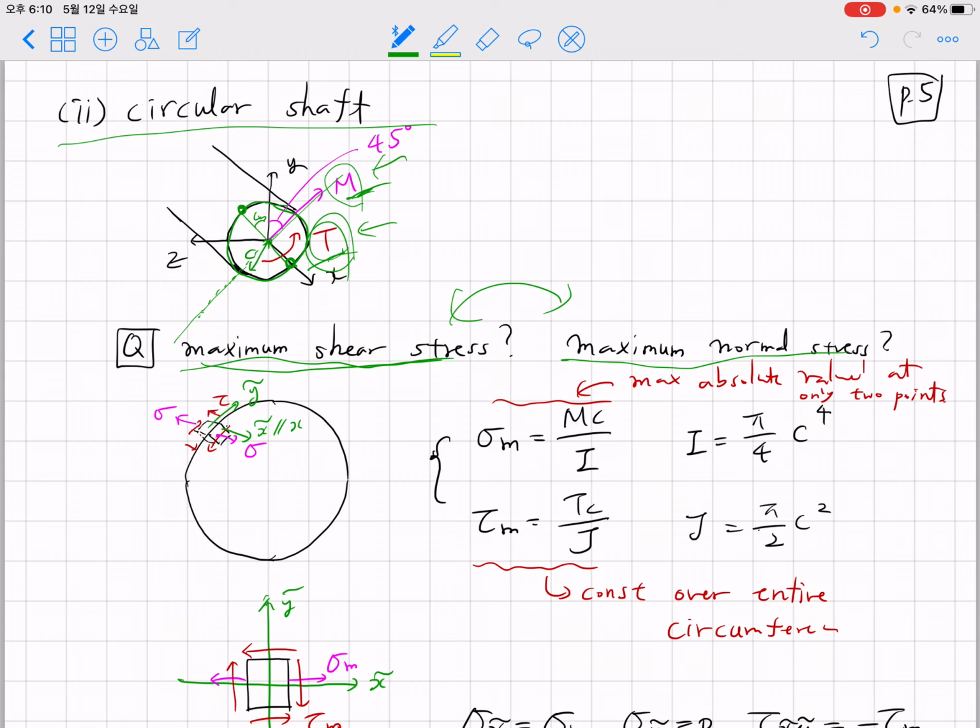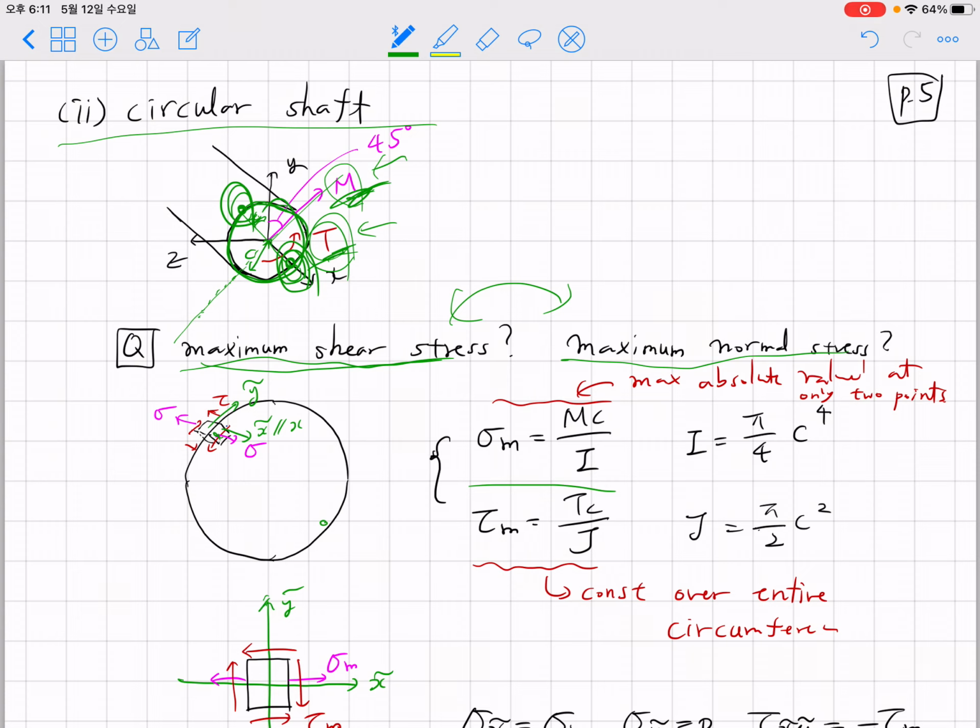So to answer this question, maximum shear stress and maximum normal stress, of course they should be obtained from the Mohr circle. They are likely to occur here and there, these 2 points, because from the M, sigma x will be maximum here and maximum here, and from T, tau will be maximum along the most outer surface, and by combining these, these 2 points will have the maximum shear stress and maximum normal stress.